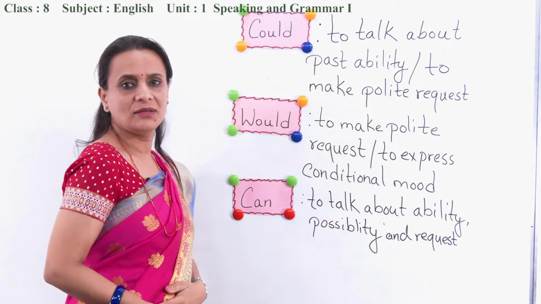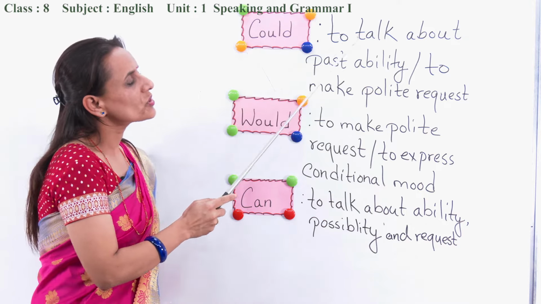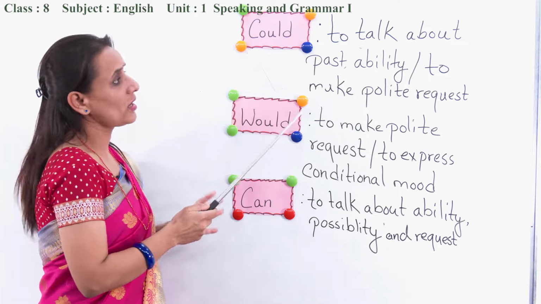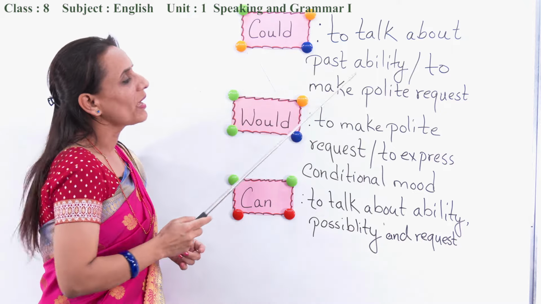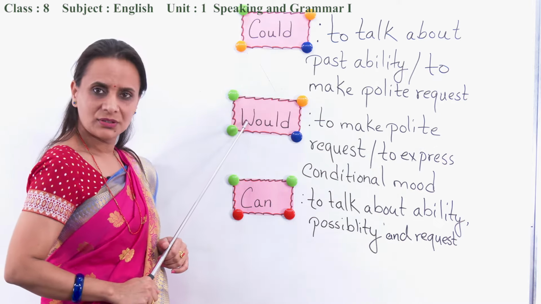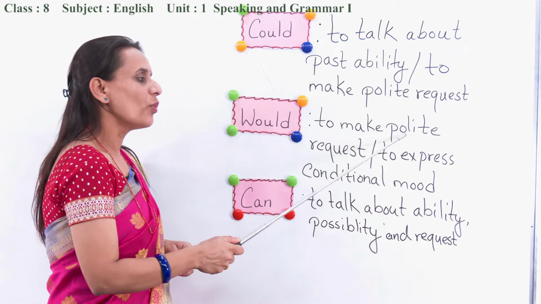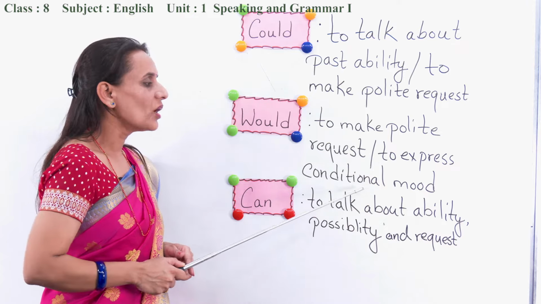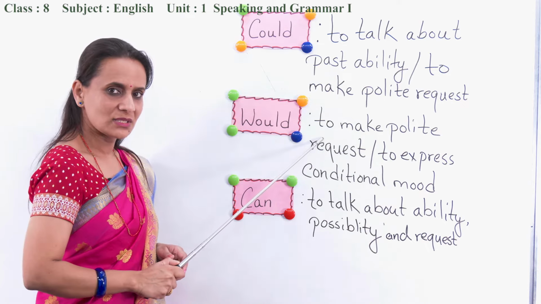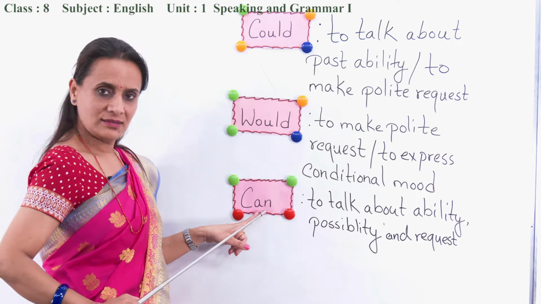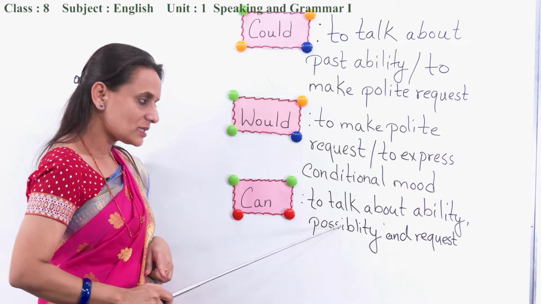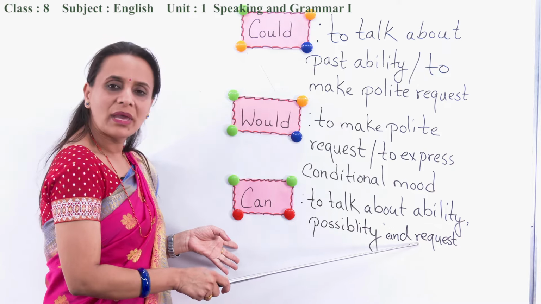Okay, let's repeat it again. Could is used to talk about past ability, okay, to make polite request. Got it? Good. Now, another word, would. Would is used to make polite request, to express conditional mood. Now the last one, can. Can is used to talk about ability, possibility and it is also used to make request.